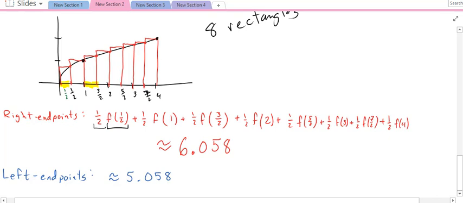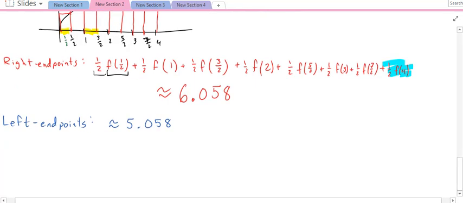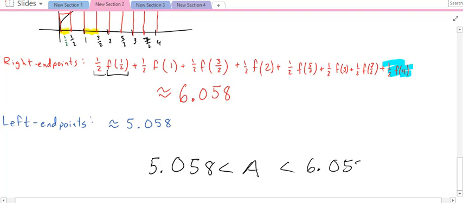I didn't draw it in here, but we could do the same thing with the left. If we use the left endpoints, then really the only thing that's different is we wouldn't have this last rectangle over here, and we would end up with a rectangle using 0 as the endpoint. So that's the real big difference, actually. With left endpoints, we get 5.058. And so we can reasonably now assume that our area is somewhere between these two values. That's really the best we can do at the moment.